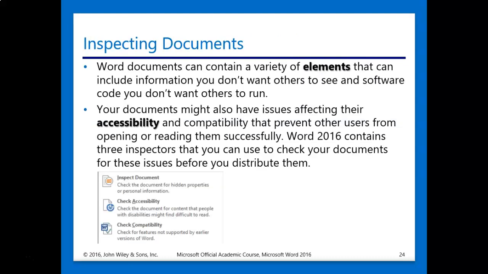Word documents can contain a variety of elements that can include information you don't want others to see. Your documents might also have issues affecting their accessibility and compatibility that prevent other users from opening or reading them successfully. Word 2016 contains 3 inspectors that you can use to check your documents for these issues: the Inspect Document, Check Accessibility, and Check Compatibility.